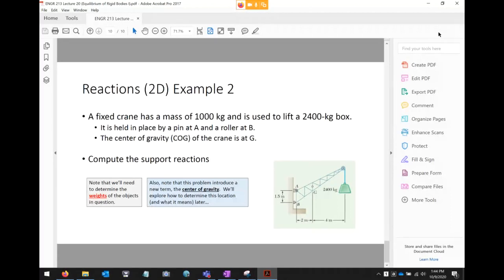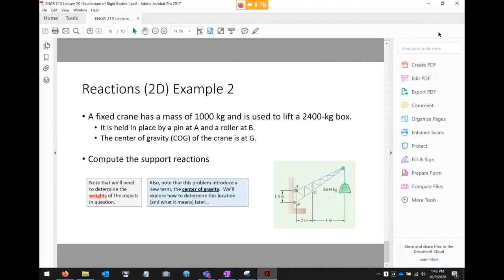We need to multiply those by gravity, 9.81 meters per second squared, in order to develop a force. Now, it's held in place by a pin at A and a roller at B. And the crane has a mass of 1,000 kilograms. What we're saying here is that the center of gravity is at G. That means whenever we perform our equilibrium analysis and apply our forces, we need to assume that the force from the weight of the crane is applied at G.